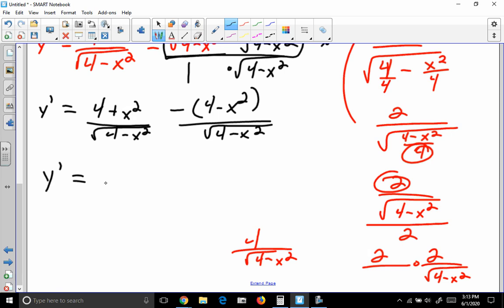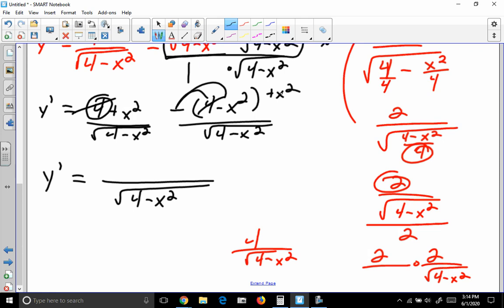So lastly, we have the same denominators. We can put these fractions together. We have a 4 and a minus 4. 4 minus 4 cancels. We have an x squared minus a negative x squared. Well, minus a negative makes a positive. So an x squared and another x squared makes that 2x squared.